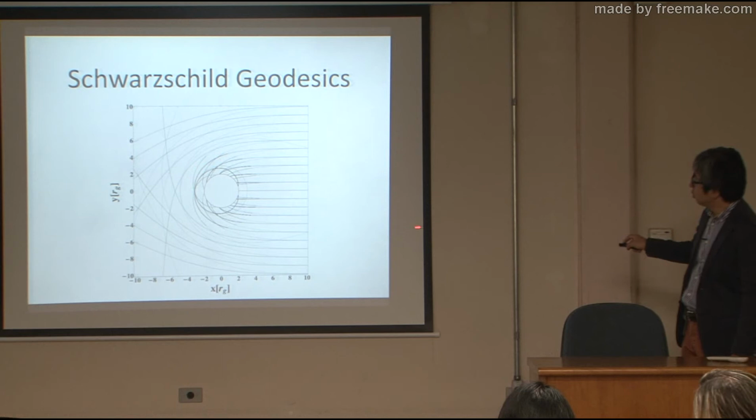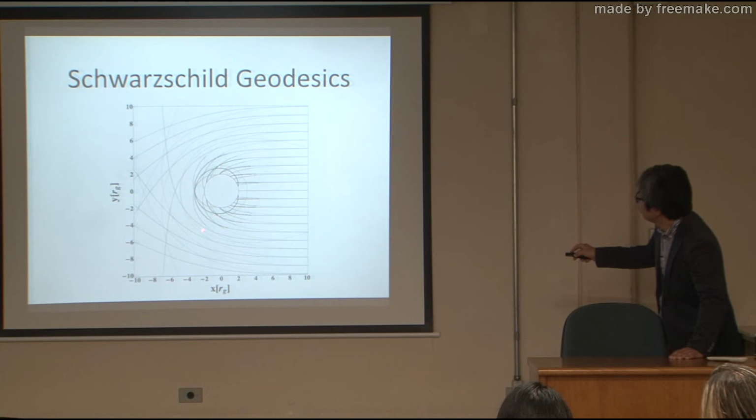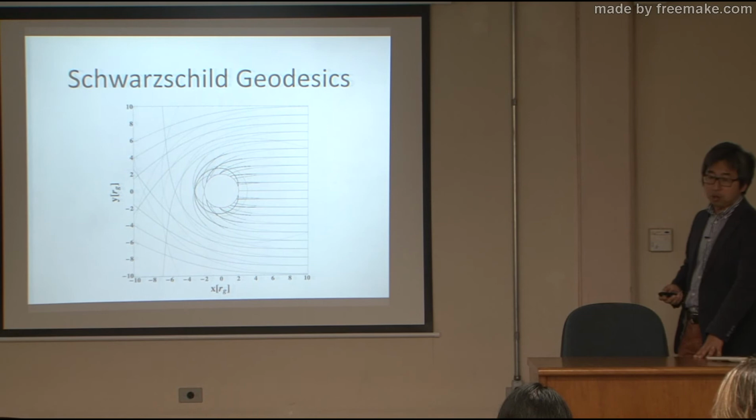But some light is completely bent and reaches the black hole. So this is a small line. This is the final unstable photon orbit. If you enter inside this photon orbit, you are captured by the black hole. This is the pure Schwarzschild black hole case.